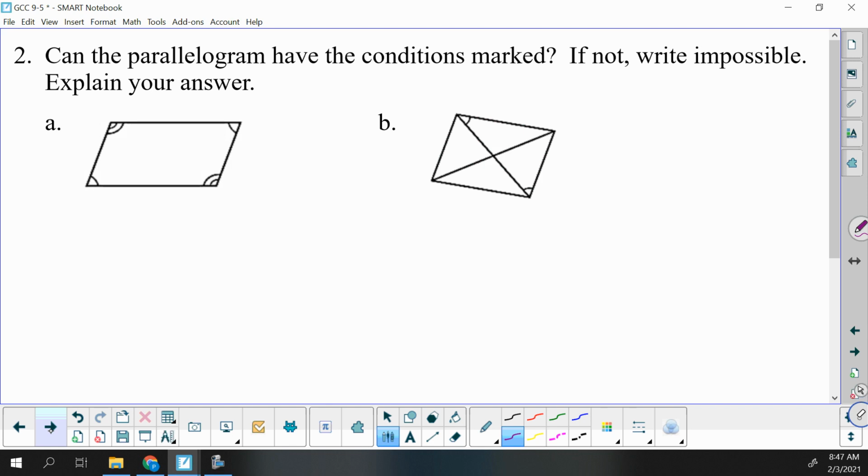All right, so we're going to tell whether these can be parallelograms or not with the marked information. So we have opposite angles marked as congruent. So yes, this is possible because we have that a parallelogram implies opposite angles congruent. Okay, so it is possible for that to happen.